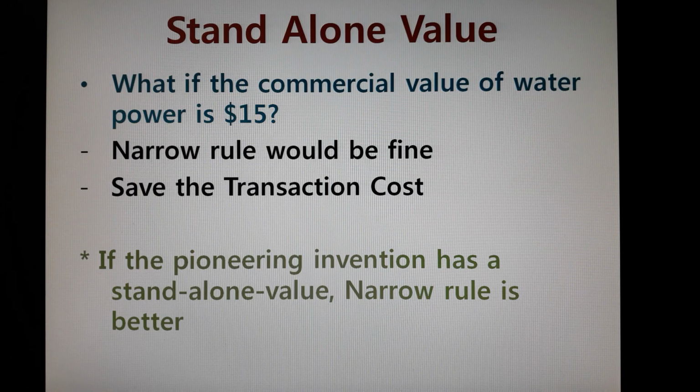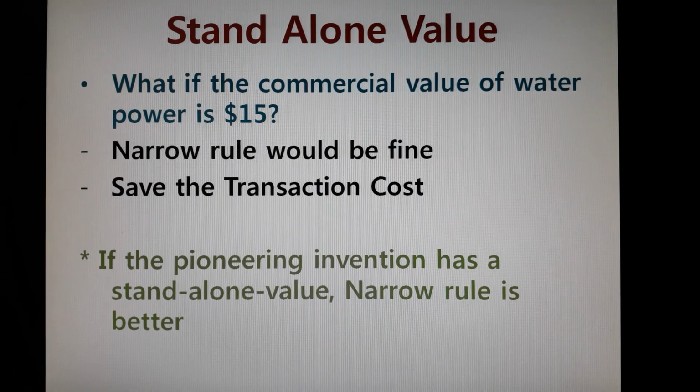On the other hand, if the standalone value exists for the pioneering invention, the first invention would be made independently, and the second invention, the commercial application, would be made independently. There is no need for negotiation. Actually, there would not be any negotiation. So therefore, we get the same result without the transaction cost.